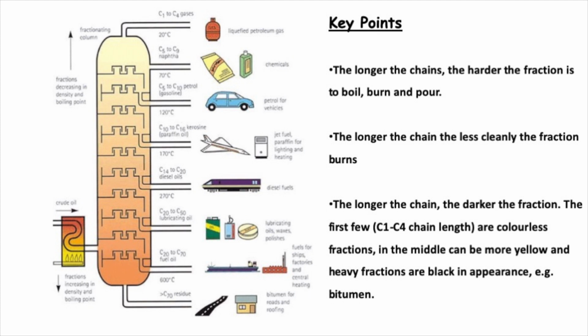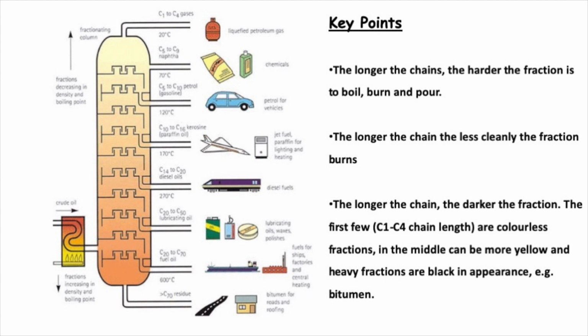Now the residue fraction condenses at the bottom of the fractionating column because it has higher boiling points. And the petrol fraction, the gasoline fraction, condenses much higher up the column because it has a shorter hydrocarbon chain and much lower boiling points.